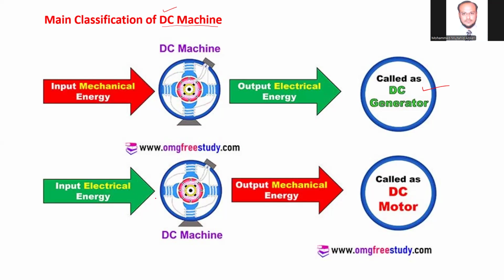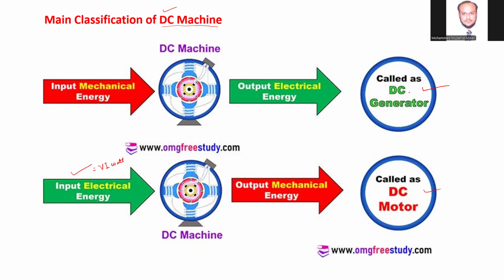Whereas if the input is electrical energy, where power is voltage into current, that is measured in watts, multiplied by time is the energy. So the input is electrical energy and the machine converts it into mechanical energy, then it is called a motor. So this is the basic main classification of DC machine.